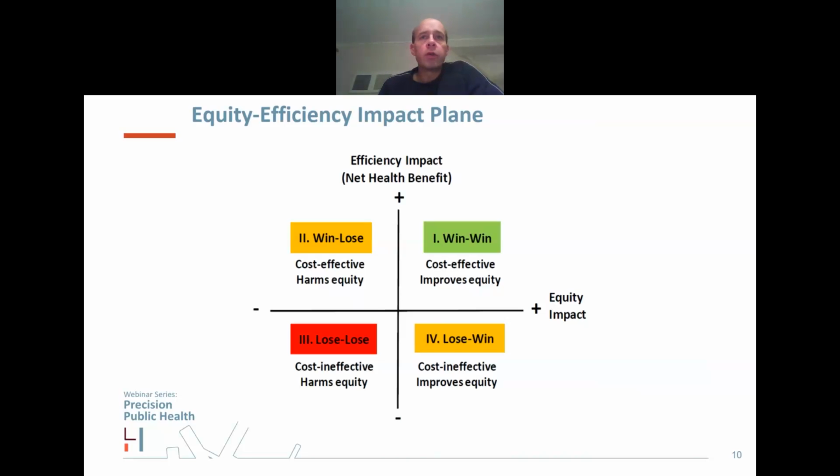Neither do we want to, but that would be, of course, the best of both worlds then. No? But then we have the opposite there, the lose-lose situation here, where we have cost-ineffective interventions that harm equity. Most often, we will have cases where we're in between. Now, we either have a cost-effective intervention that harms equity in the northwest quadrant, so a win-lose situation, or we have a lose-win situation where we have cost-ineffective interventions that improve equity.